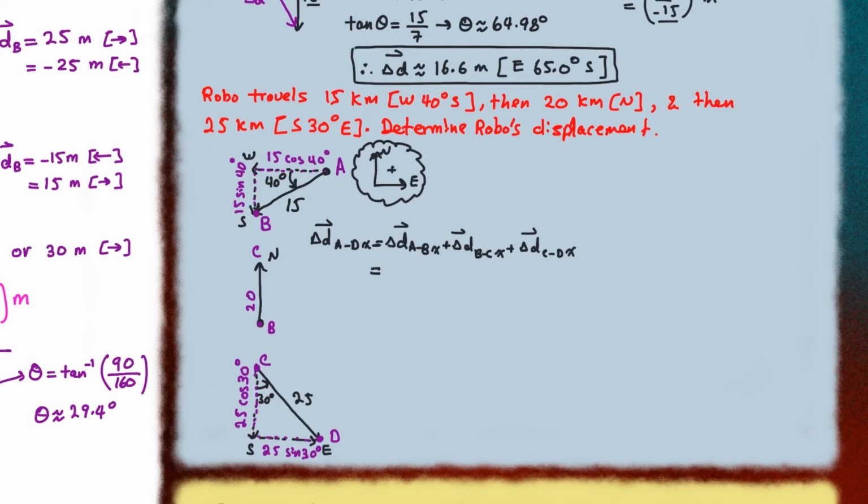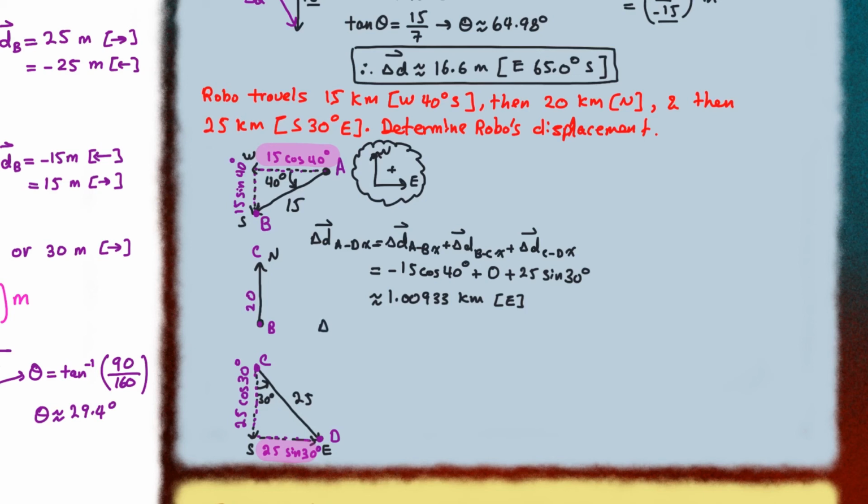The displacement from A to B is in the opposite direction to our positive coordinate system, so it's negative 15 cosine 40. The displacement B to C is 0 in the x direction, and the displacement for the last trip C to D is 25 sine 30, and it's going in the same direction as our coordinate system, so it's positive. This will give us approximately 1.01 kilometers to the east.